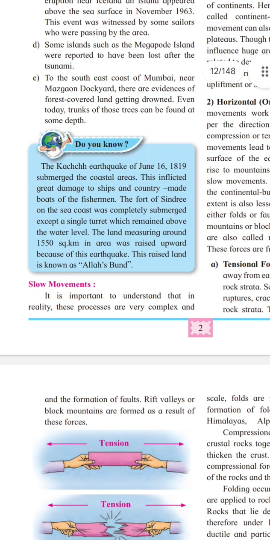Now, let's begin with the slow movements. Slow movements take place over thousands or even millions of years. They happen so slowly that we cannot notice them during our lifetime. These movements are also called tectonic movements because they are caused by internal forces acting inside the earth.